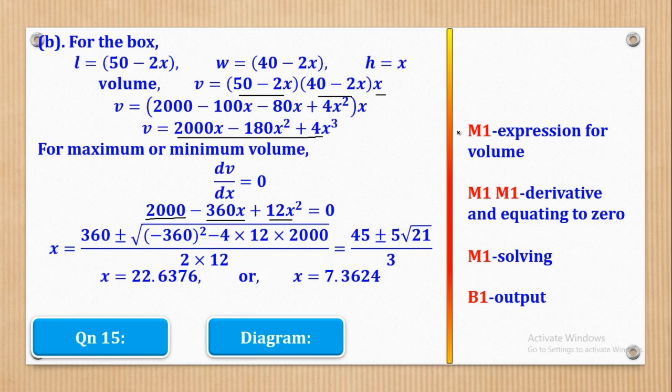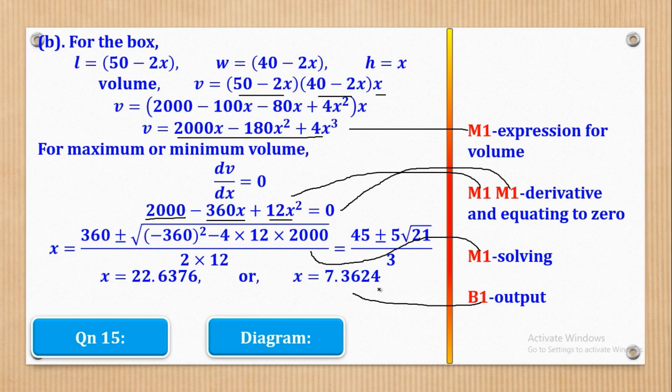So now here the first mark is for getting this expression of volume, then this mark is for differentiating, and this one is for equating the derivative to 0. This one is for solving. You can use the quadratic formula or factorization, but the formula works best because this one has no factors. Then this one is for the output, both values of x as that and that. So basically I've now got 1, 2, 3, 4, 5 marks in this slide. Let's see the remaining marks in the next slide.